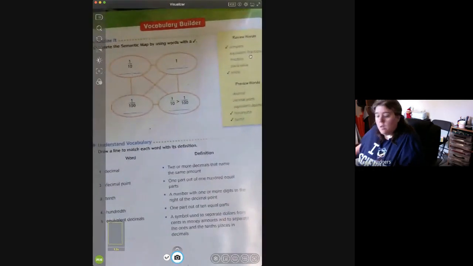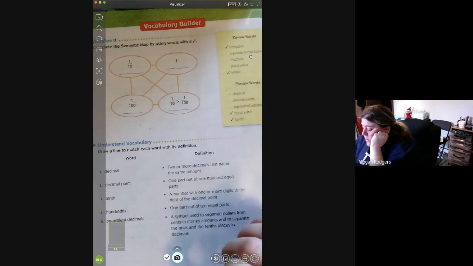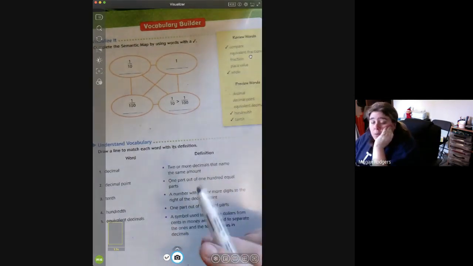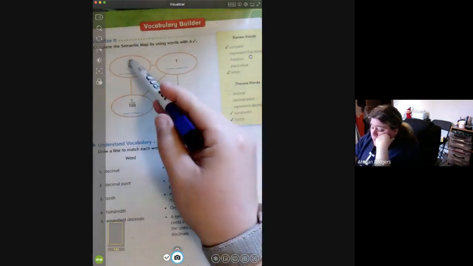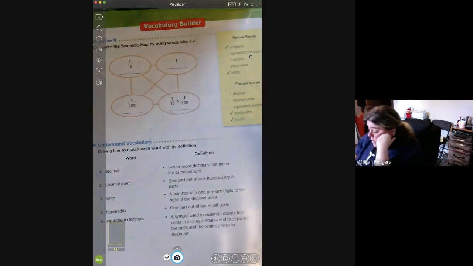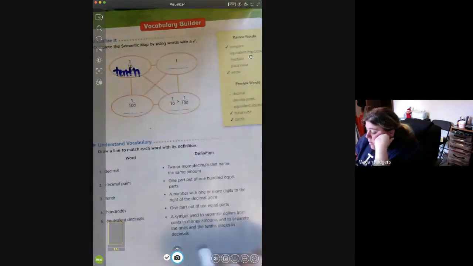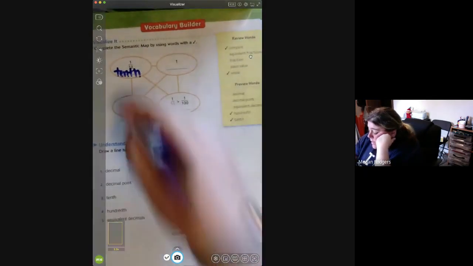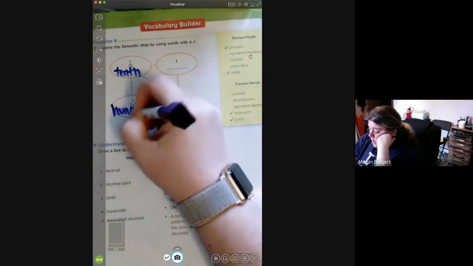All right. So it says complete the semantic map by using words with a check mark. Well, that's very nice. They even tell us what words to use. So we have compare, whole, hundredth, and tenth. So if we look at those, this very first fraction right here looks like it says 1/10. So this would be tenth. If I look down here, I have 1/100th. So this one is hundredth.